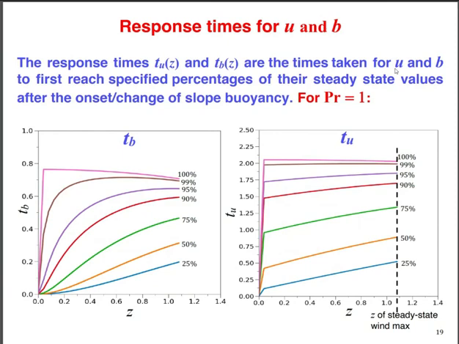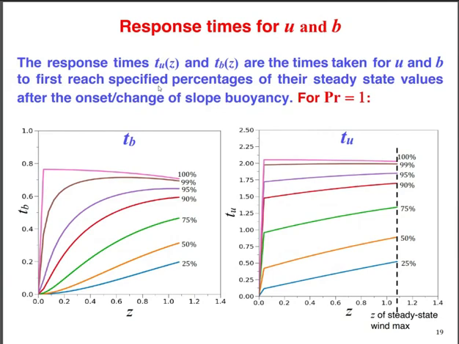Do you want to go all the way to the steady state? That means you're going to 100% of steady state. Or do you just want to go up to 25% of the steady state? You define what metric you want and see what you get. Okay. And I'd say here too that it is the time taken for U and B to first reach specified percentages, because as we've seen from the solutions for U and B, those contour plots, they oscillate.